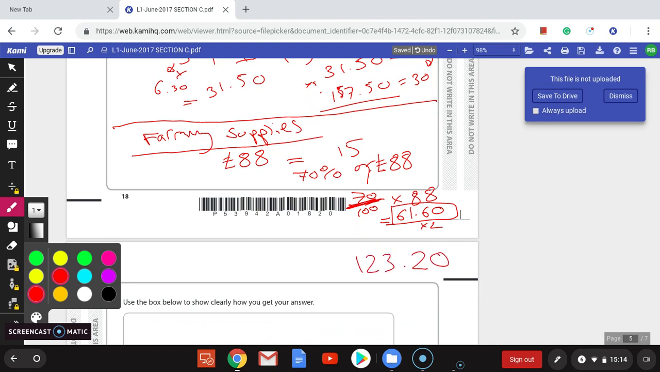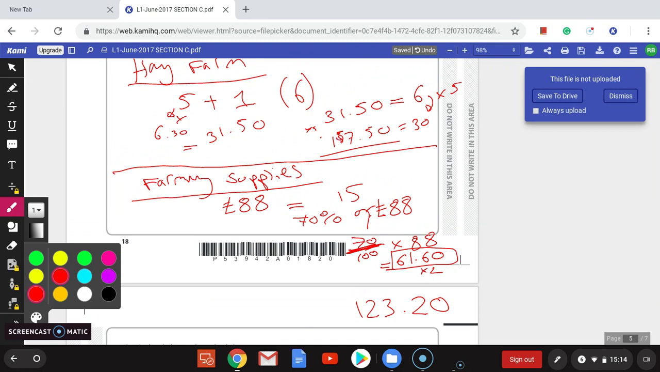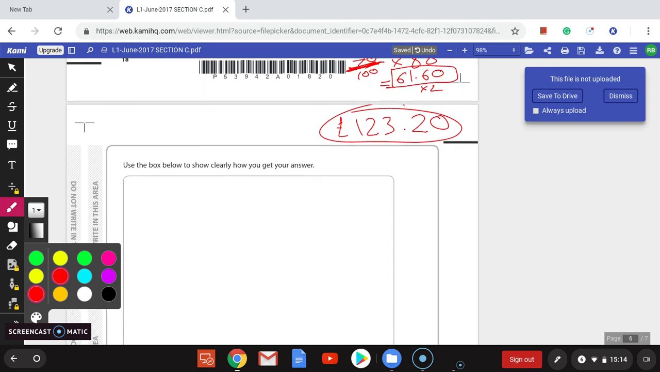If you times it by 2, you get £123.20. So the easy comparison now is what is cheaper, £123.20 from Farming Supplies or £157.50 from Hay Farm? Well, it's not a very difficult choice. So it is Farming Supplies is cheaper. Again, remember you have to answer these in words.